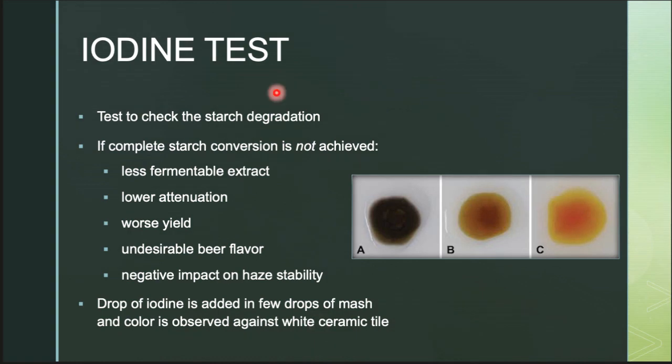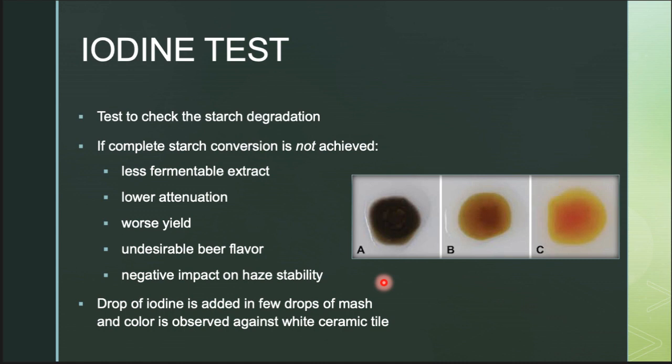Once the action of alpha amylase is complete in the predefined saccharification rest time, the iodine test is the most practiced and the easiest method to confirm the completion of the starch degradation. If complete starch hydrolysis is not achieved, it leads to less fermentable extract, lower attenuation, lesser yield, undesirable beer flavor, and negative impact on haze stability due to the starch.